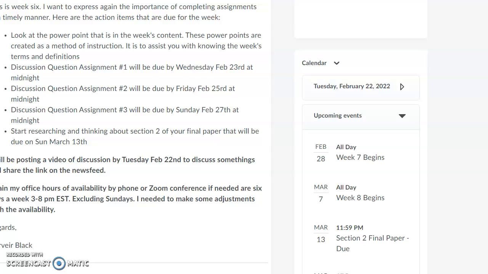Then, of course, it gives a breakdown of the assignments that are due for the week. For example, discussion question assignment number 1 is going to be due by Wednesday, February 23rd at midnight. That's Wednesday, February 23rd, going into Thursday, February the 24th. Discussion question assignment 2 will be due Friday, February the 25th at midnight. That's going into Saturday, February the 26th. And the final discussion question assignment number 3 will be due Sunday, February 27th at midnight. That's going into Monday morning, February 28th.